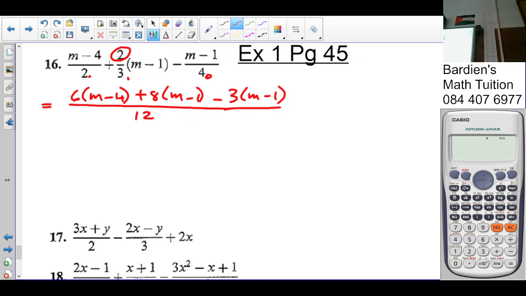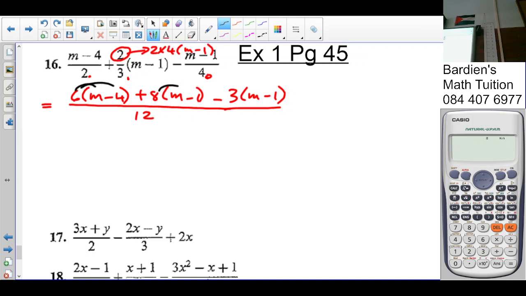Okay. Yes, Michael? So why did you write 8 instead of 4? Because otherwise you're going to write here 2 times 4 into m minus 1. So what's 2 times 4? But you understand? Any other confusion?